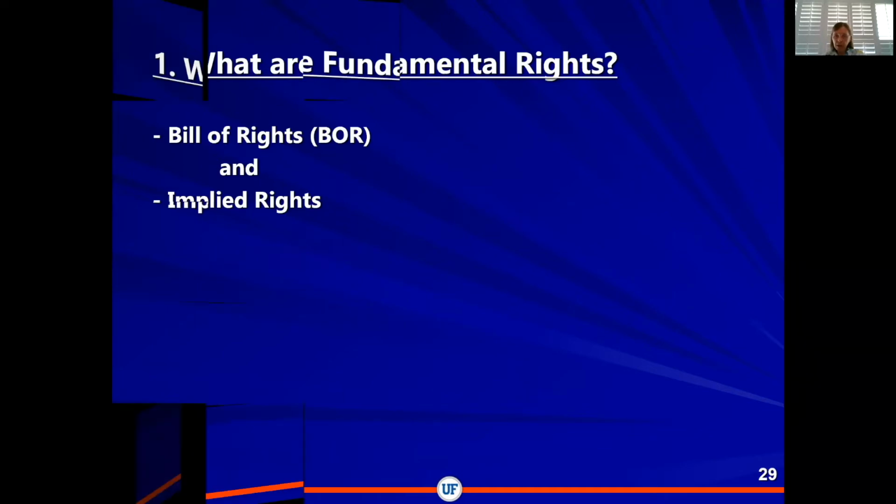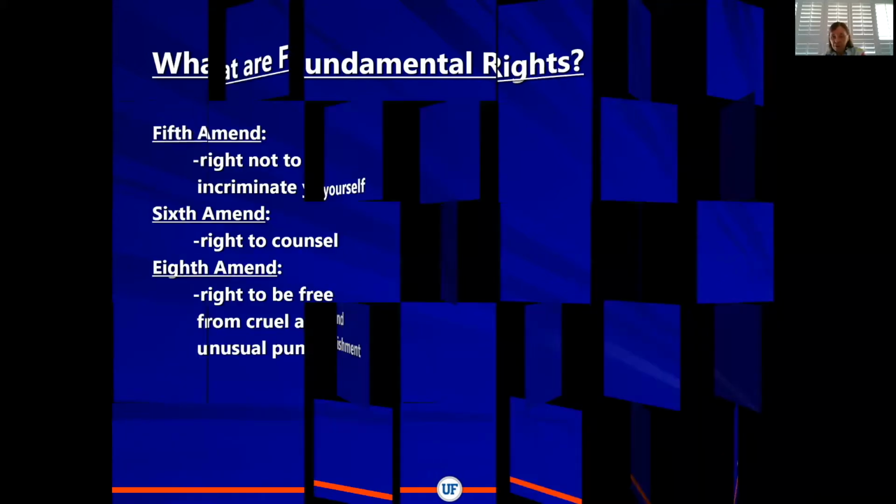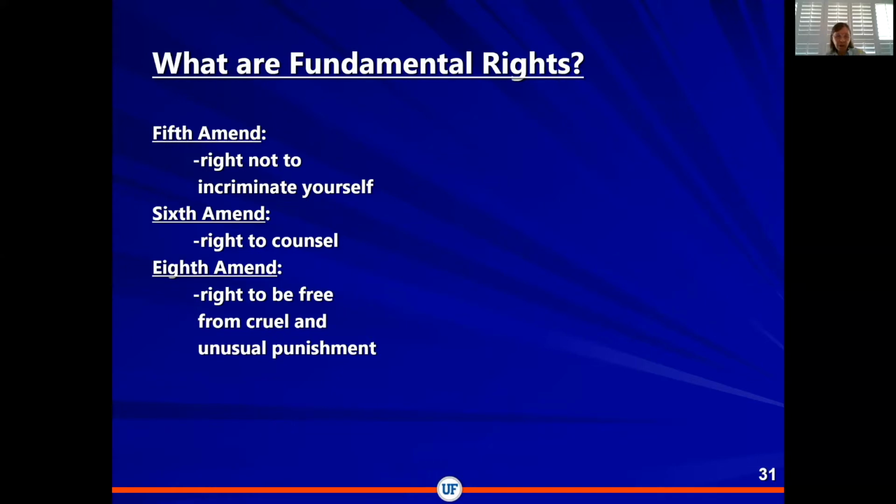And then implied rights. Those Bill of Rights that have been incorporated, the big ones, I'm sure you're familiar with them: free speech, freedom of religion, right to bear arms. That's pretty new. Fourth Amendment right to be free from unreasonable searches and seizures, right not to incriminate yourself, right to counsel, right to be free from cruel and unusual punishment. Those are big rights. Those are really, really important in our democracy. And so, yes, the federal government has always had to abide by those and protect those. But through the incorporation doctrine, over decades, the court said, well, states, you have to protect these rights as well.